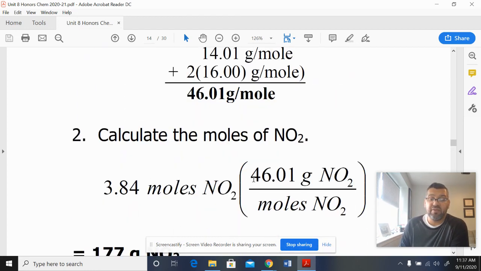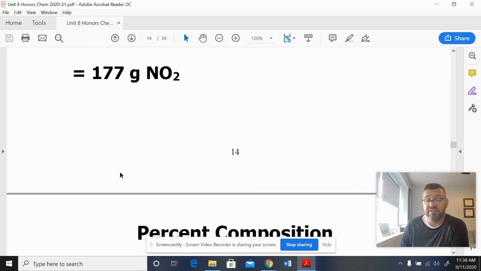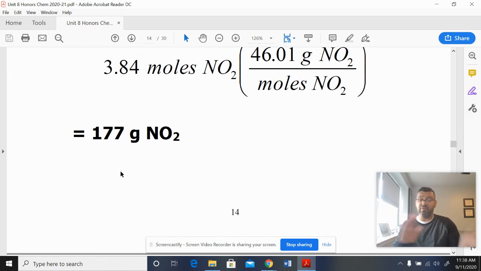So it means we got to have the 46.01 grams of NO2 on the top, moles on the bottom. The moles cancel. It leaves you with the grams on top. 3.84 times the 46.01, 3 significant figures, gives you 177. And that's how you go back and forth from mass to moles. You use molar mass.